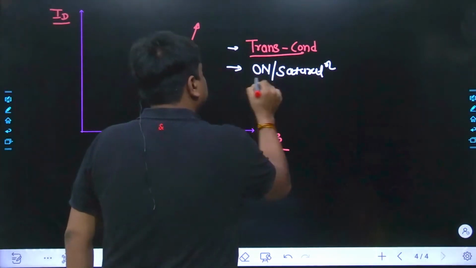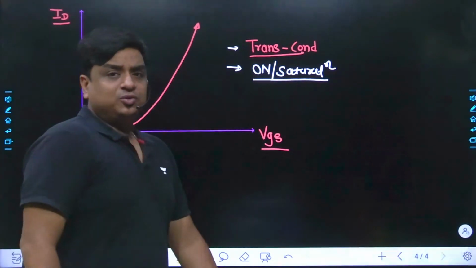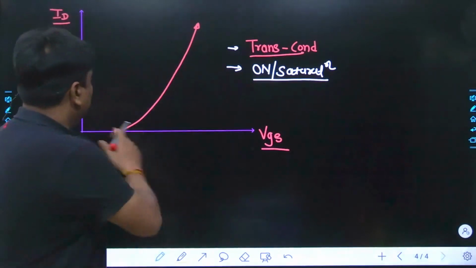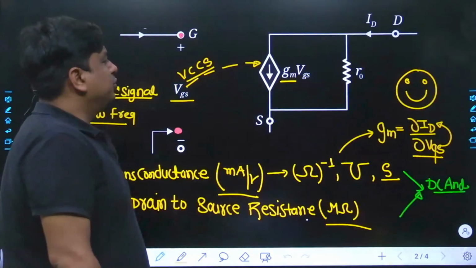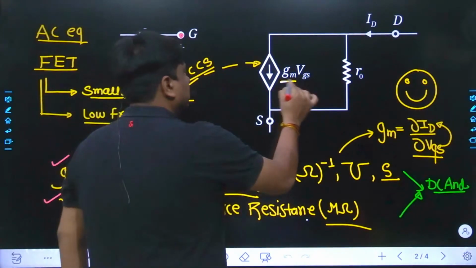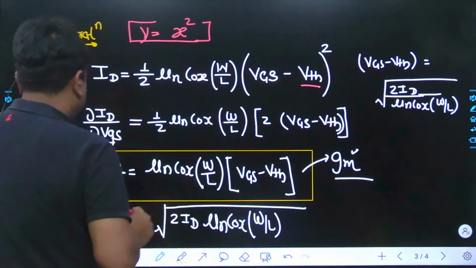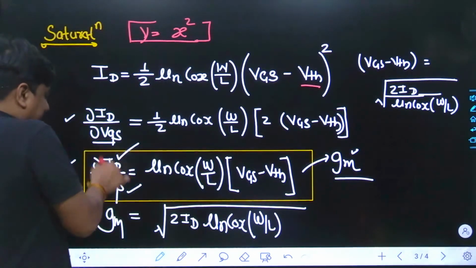Now many students would have one doubt: sir, why are we going behind this curve, why is it so important? My dear friend, the slope of this curve is nothing but GM, and GM decides the gain which will be offered by the given MOS. See, how has GM been defined? GM is defined as the rate of change in ID over VGS, the rate of change in Y with respect to X.